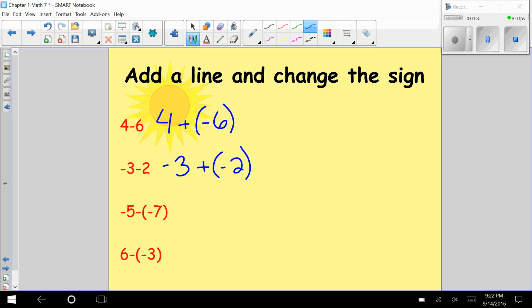So for negative 5 minus negative 7, the first number stays the same, the negative 5 stays the same, the minus becomes a plus, and the negative 7 becomes its opposite, which is positive 7. And for 6 minus negative 3, the 6 stays the same, the minus becomes a plus, the negative 3 becomes its opposite, which is just 3.